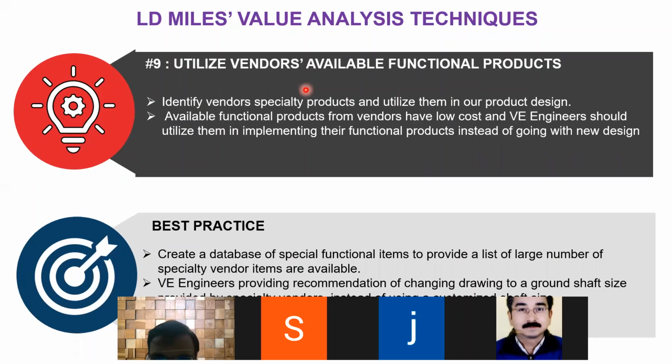You should always utilize available vendors, so you try to take the support of your supplier. Okay, you identify the vendors' specialty products and place them in your process. Here it is going to be a process for you, not a product. You have to look at analyzing the functions from vendors having the low cost, and implement it when you go for a new process. Basically, you create a database to achieve the functional items, providing a list of the large number of specialty vendors that are available.